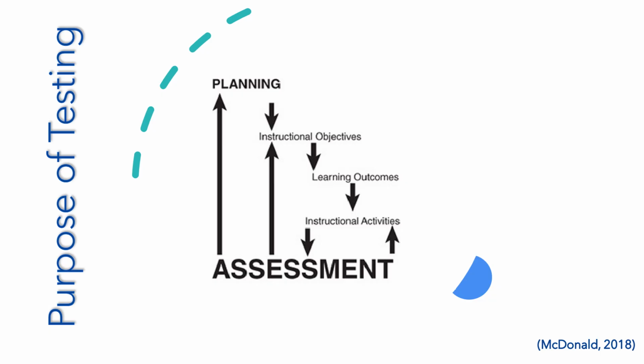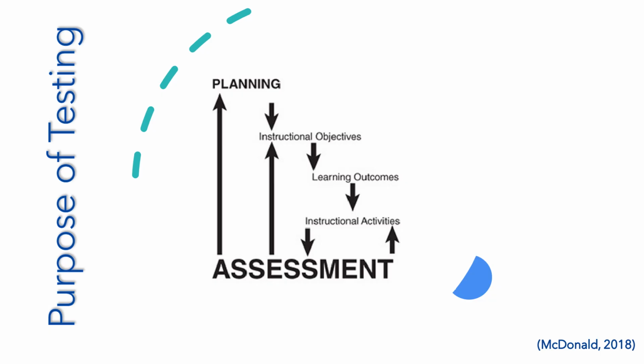Then we move into these instructional objectives, our learning outcomes, and the activities that we do. Each step builds on the previous one. So these instructional objectives are going to tell us what the educator aims to teach. These learning outcomes are going to define what students should be able to do or what they know after the instruction. And then the instructional activities are how we are going to get this message across to the student. How are we going to help them achieve these outcomes?